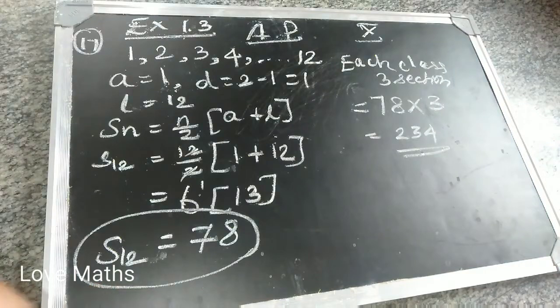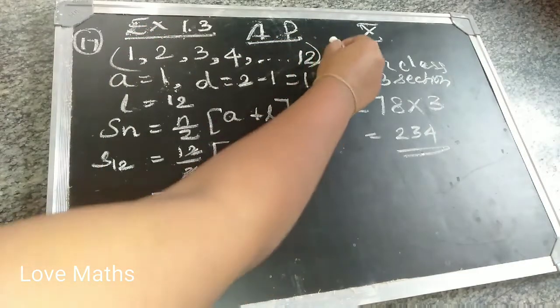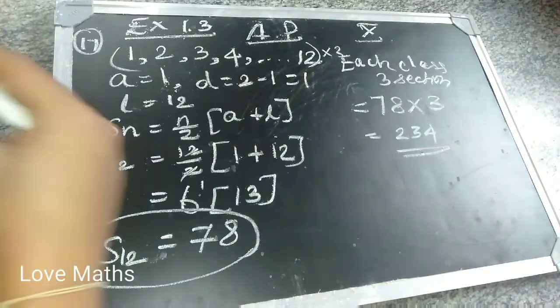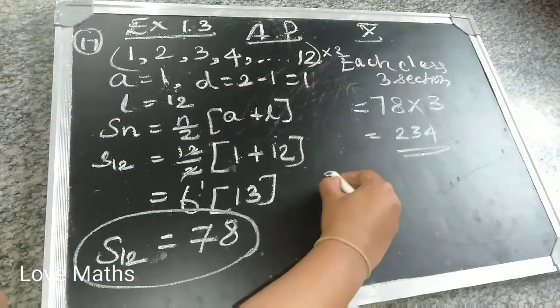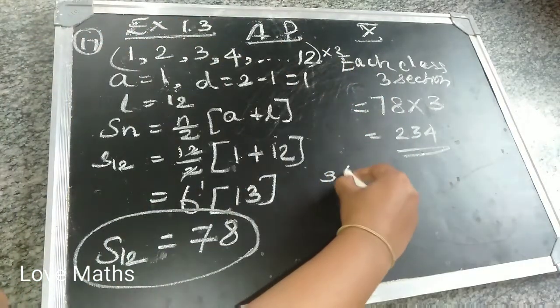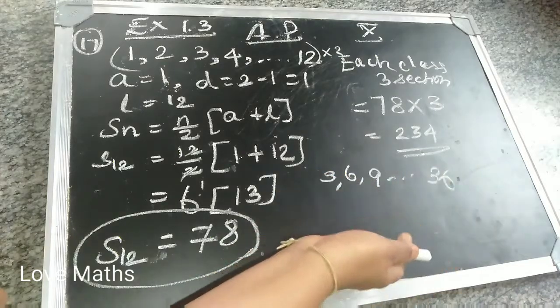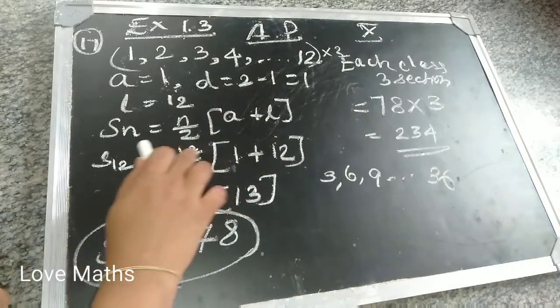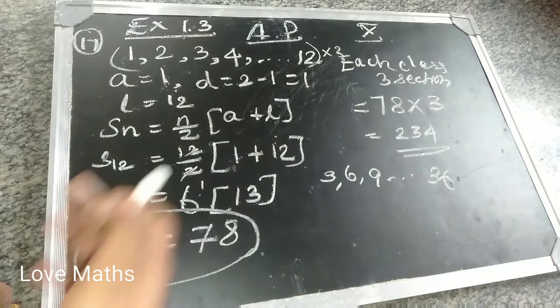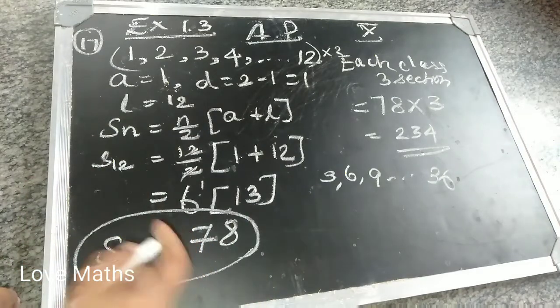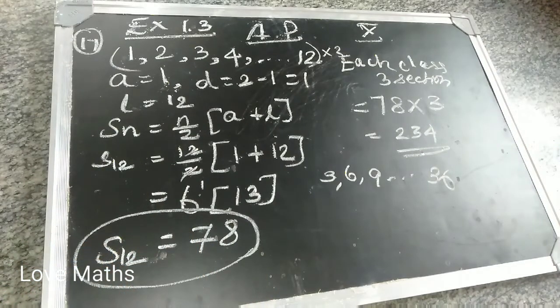Understand? Otherwise, in another method, here you just multiply with 3. So the sequence considered as 3: 3 1s are 3, 3 2s are 6, 3 3s are 9, 3 12s are 36. Now you want to find L, take it as 36, and A is 3, D is 3, like that. The same answer you get. That's all. Is it clear, children?